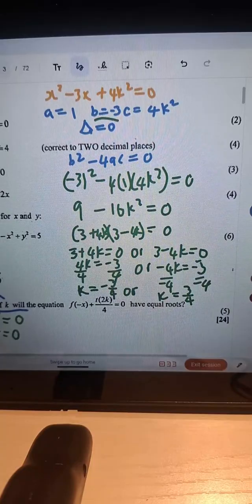Understood? Any questions? We understanding well?